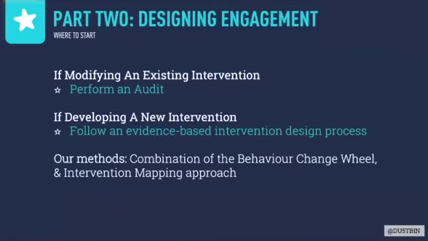So where do we start? If we're modifying an existing intervention, so we've got an intervention and we're hoping to maybe improve outcomes, improve engagement, we might want to perform an audit. If we're developing a new intervention, we probably want to at least start with following the evidence-based intervention design process. For us here, we use a combination of the behavior change wheel developed at UCL and intervention mapping, of course, with a good dose of human-centered design mixed in there as well.